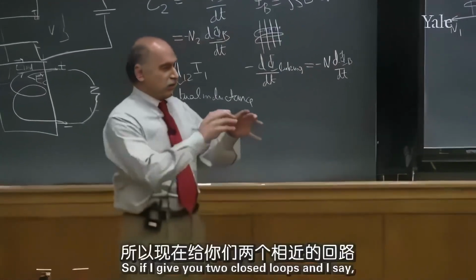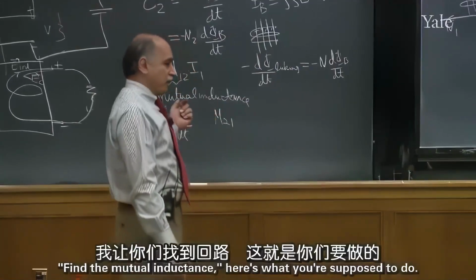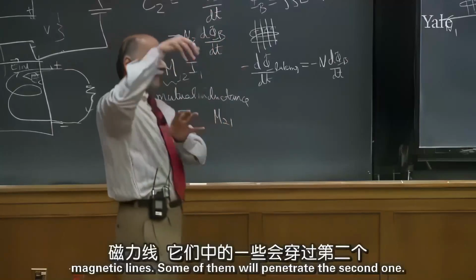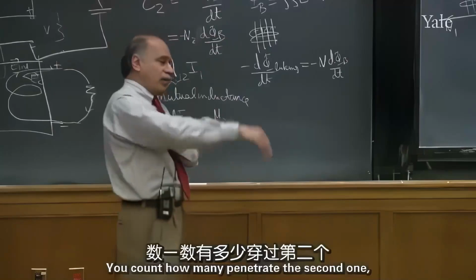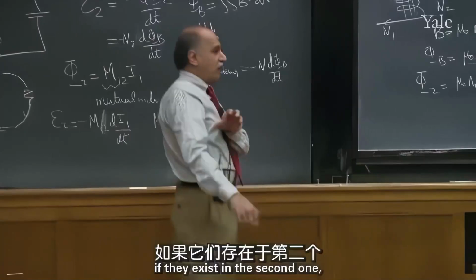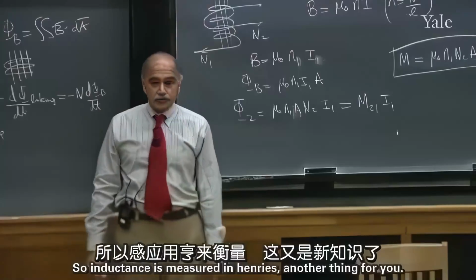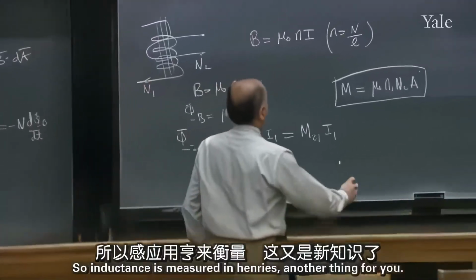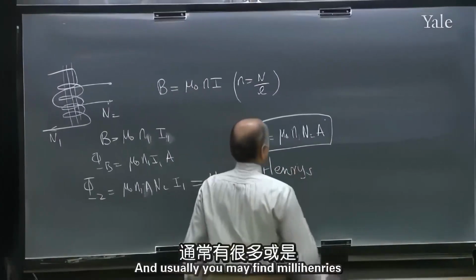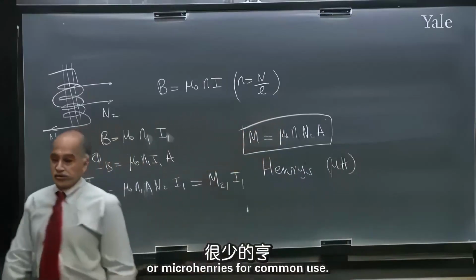So if I give you two closed loops and I say find the mutual inductance, here's what you're supposed to do. Drive a current in the first one. It'll produce some flux lines, magnetic lines. Some of them will penetrate the second one. You count how many penetrate the second one, multiply by the number of turns if they exist in the second one, divide by the current producing it. That's the mutual inductance. So inductance is measured in henries. Another thing for you. And usually you may find millihenries or microhenries for common use.